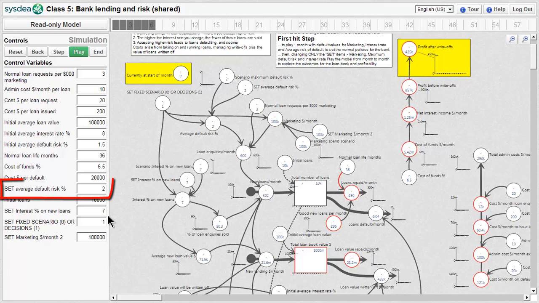Set average default risk to 8% instead of 2%, and set interest on new loans at 12% rather than 7% to cover the likely cost of bad loans. Play for a further 6 months.